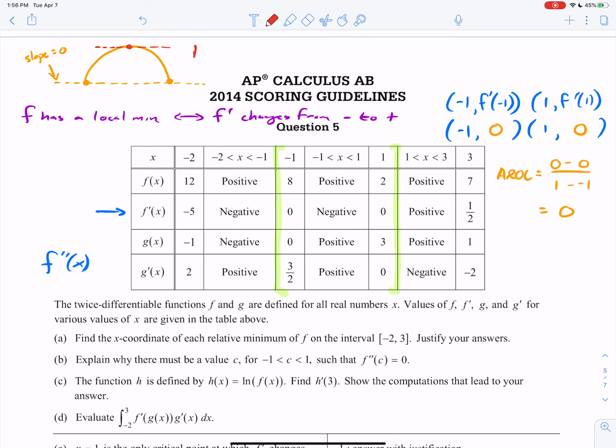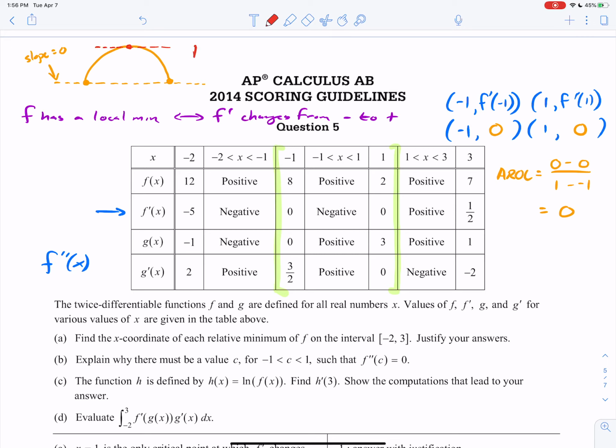So we take the derivative of the outside. The derivative of natural log is just 1 over the same inside, times the derivative of the inside, which is f prime of x. That is the chain rule right there. So all that's left to do is plug in 3 for x. So we have 1 over f of 3 times f prime of 3.